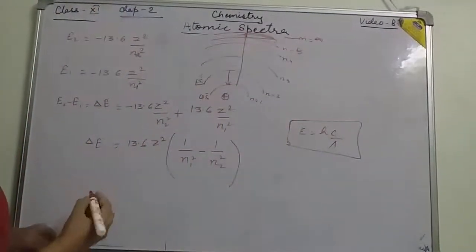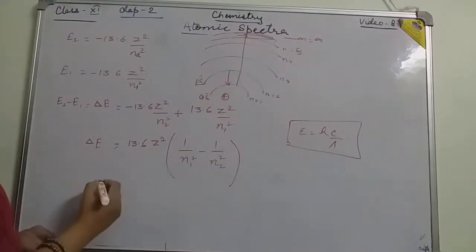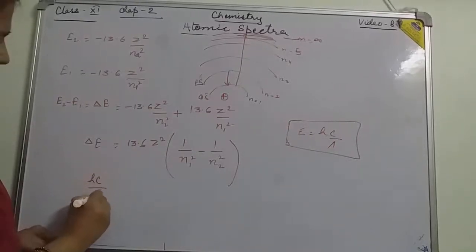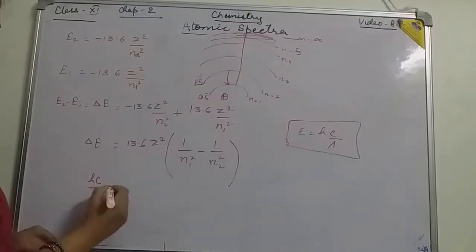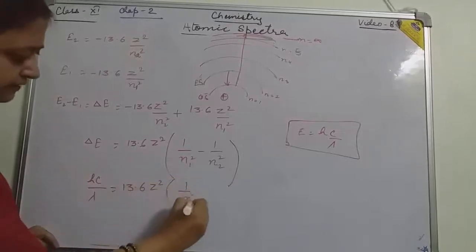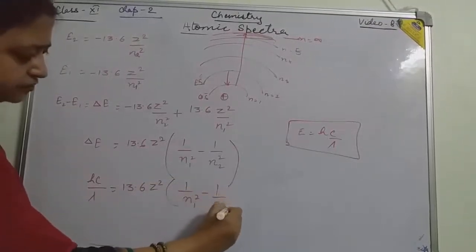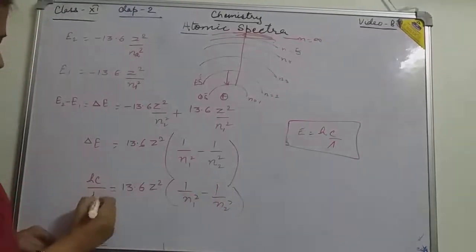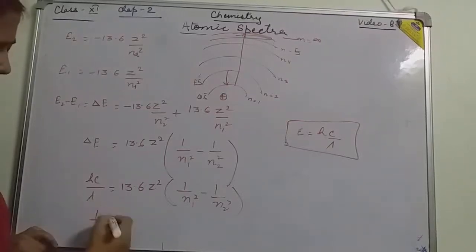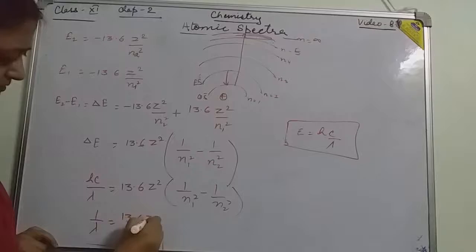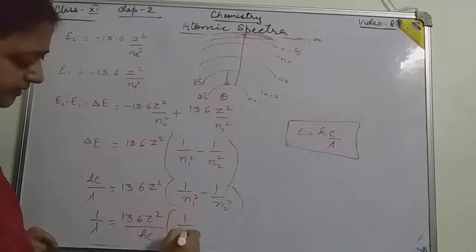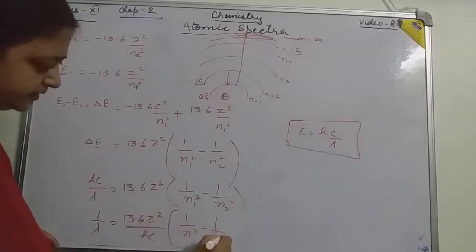We know that from E, E equal to hc by lambda. For lambda, it is now Z square times 1 by N1 square minus 1 by N2 square. Next, we need to calculate the wavelength, so 1 by lambda equal to 13.6 Z square by hc, times 1 by N1 square minus 1 by N2 square.